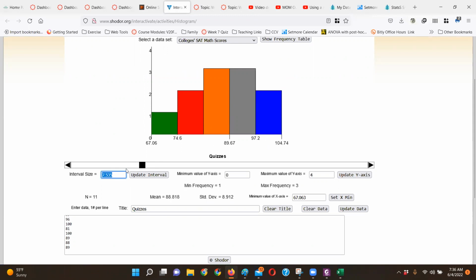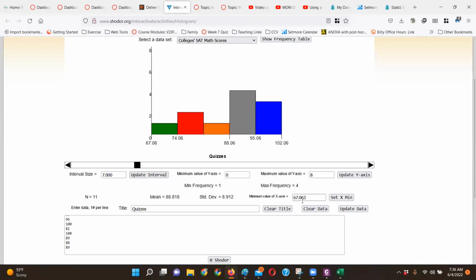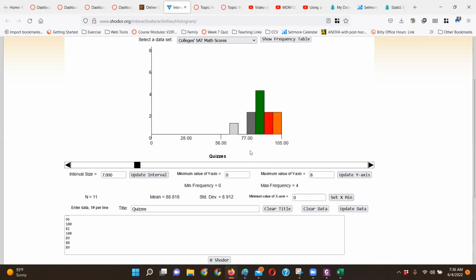I can change this to, what is it, 7.5? What if I just change it to 7 wide? That makes it a little easier. And then you can change the minimum value. Now I could do 0, but see what happens if I do 0. I get this weird gap going on.